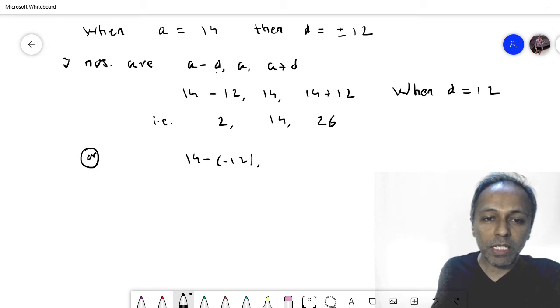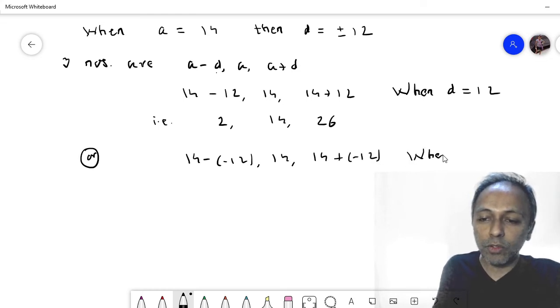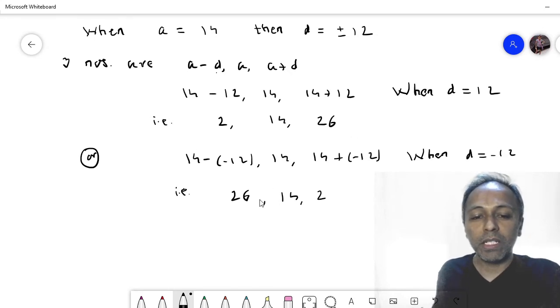We are substituting d as minus 12 for a, which is 14, and 14 plus minus 12. This is the case when we are choosing d as minus 12. Therefore, that is 14 plus 12 becomes 26, and 14 minus 12 is 2. So 2, 14, 26 or 26, 14, 2.